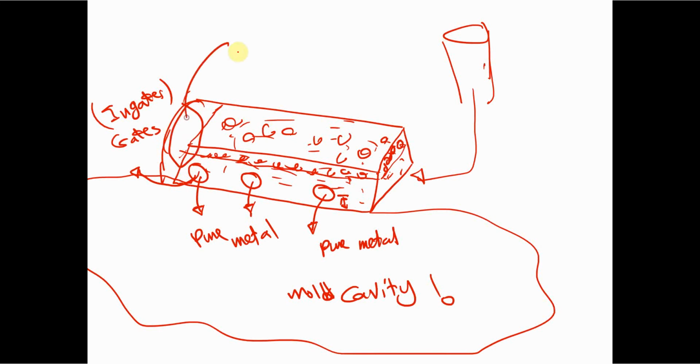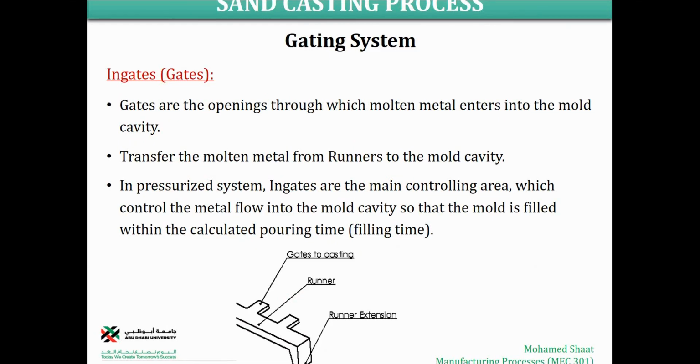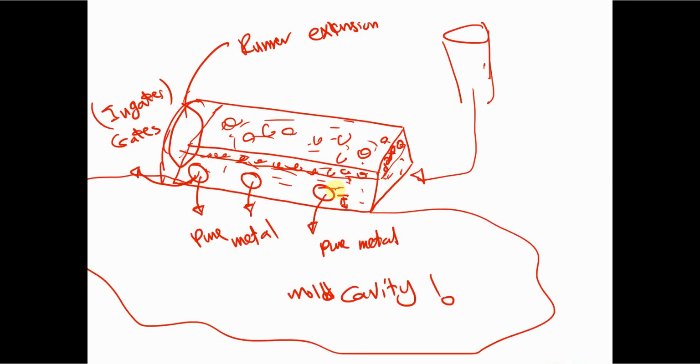So there should be a runner extension here that is going to be considered a collector of this dirt, inside the mold cavity. Make sense? What comes after the runner, as I mentioned, are the gates or the ingates, and these are the openings directly to the mold cavity. And the diameter of the gate should have a specific value in comparison to the size or the dimensions of the runner, as we did in the design of the sand mold.